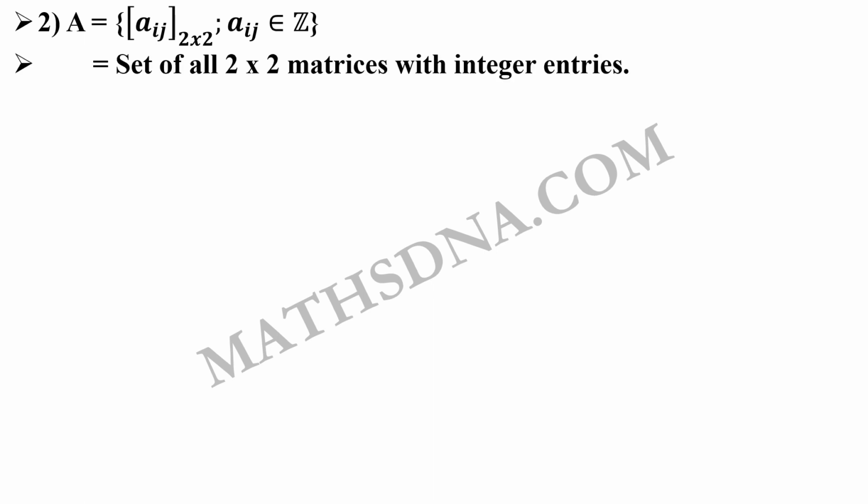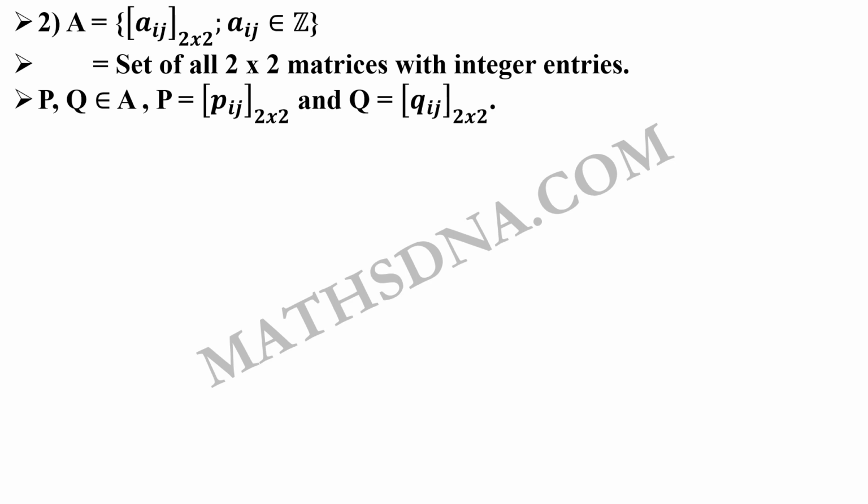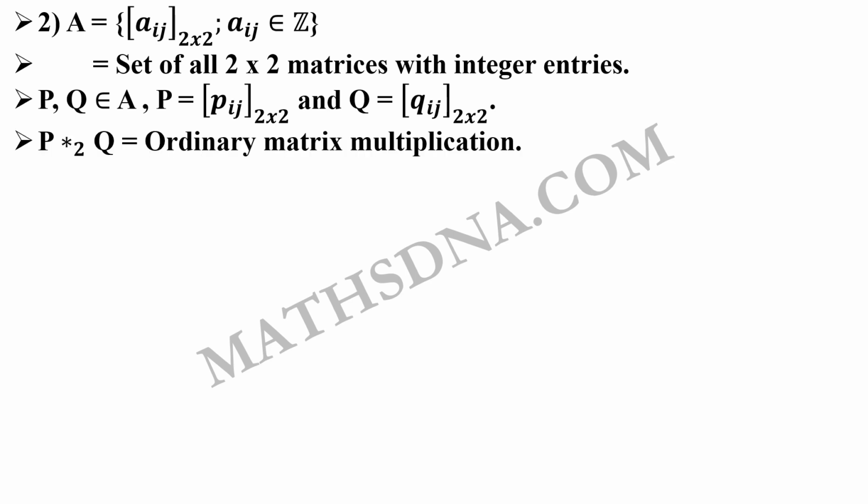Moving on to the second question. The second question again takes the same set A, the set of all 2 cross 2 matrices with integer entries, taking two elements from it, P and Q, and now we have defined P star 2 Q, another operation, as ordinary matrix multiplication. Here is the way you multiply the matrices, ordinary matrix multiplication. So whenever you are attempting any question in an examination, read the question carefully. What have they defined? Is it component wise or is it ordinary matrix multiplication?